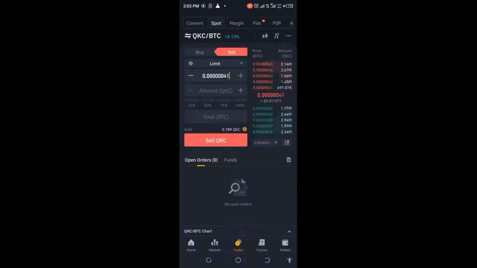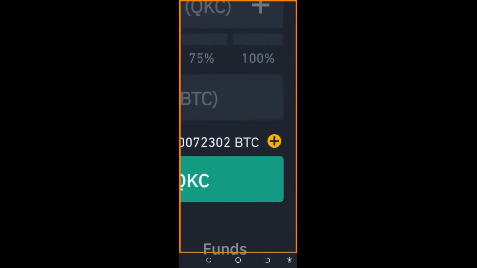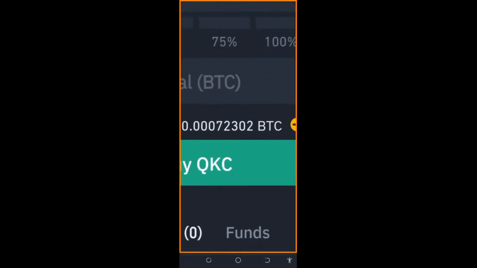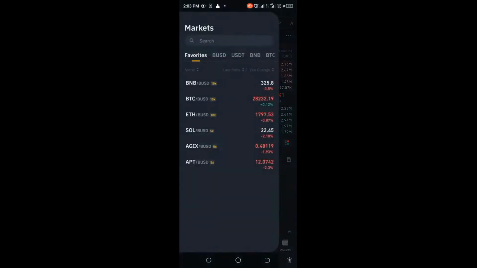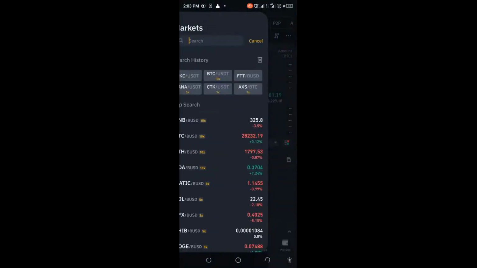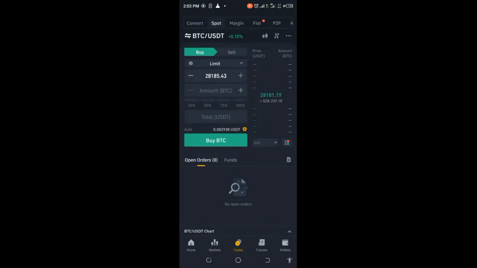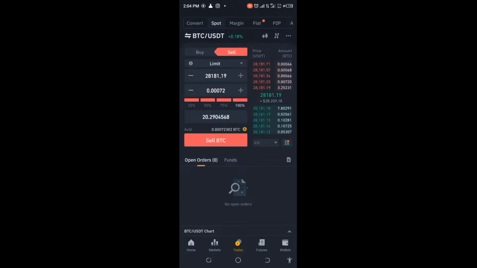All right, I'm back, and as you can see, we've already sold our QKC to BTC. So what do we have here? We've got 0.000722302. Awesome. So let's quickly go to BTC, USDT, and then quickly get this sold off. Now I'm just going to click on sell. So what do we have here? We have 20.29. This is awesome.